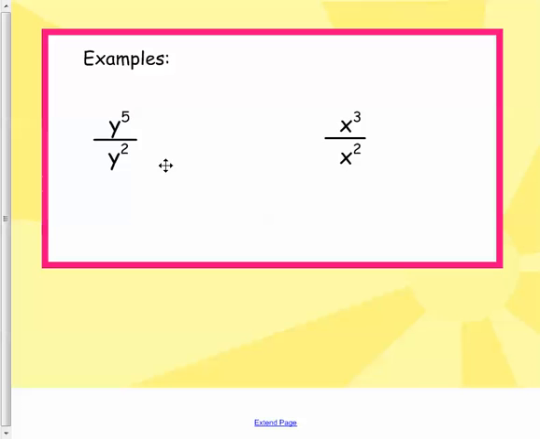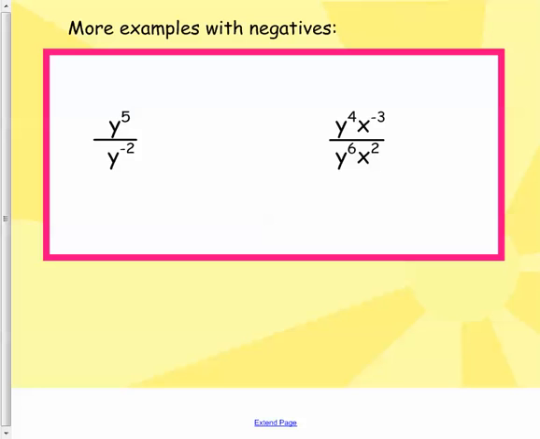Okay, so let's look at these two examples. Y to the 5th power divided by y to the 2nd power would be like subtracting the two exponents and leaving us with y to the 3rd power. Here, it would be like taking 3 minus 2, which would just leave us with x. Go ahead and try these two for me. These ones have negatives, so be careful. Remember, not nuts. I'll be back in just a second to show you the answers.